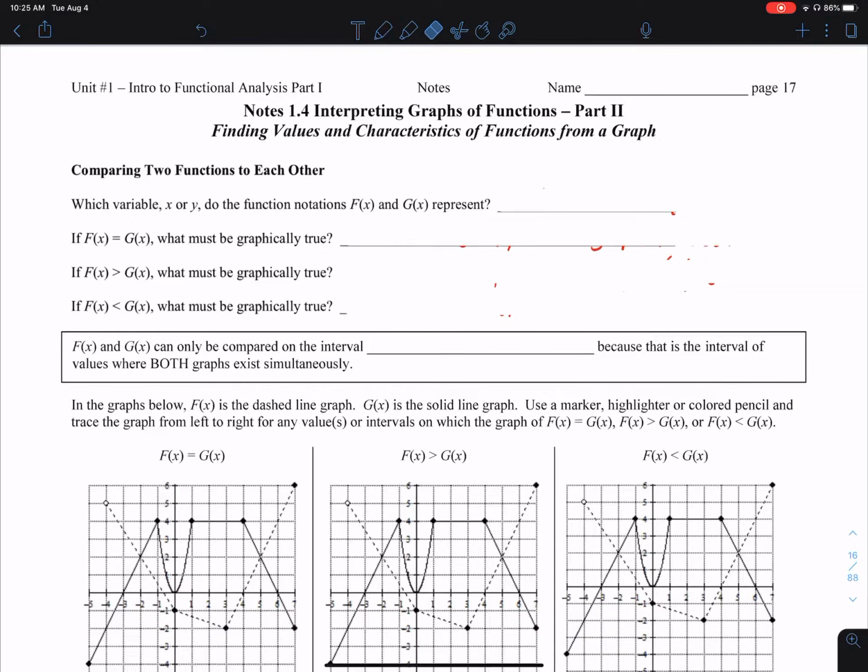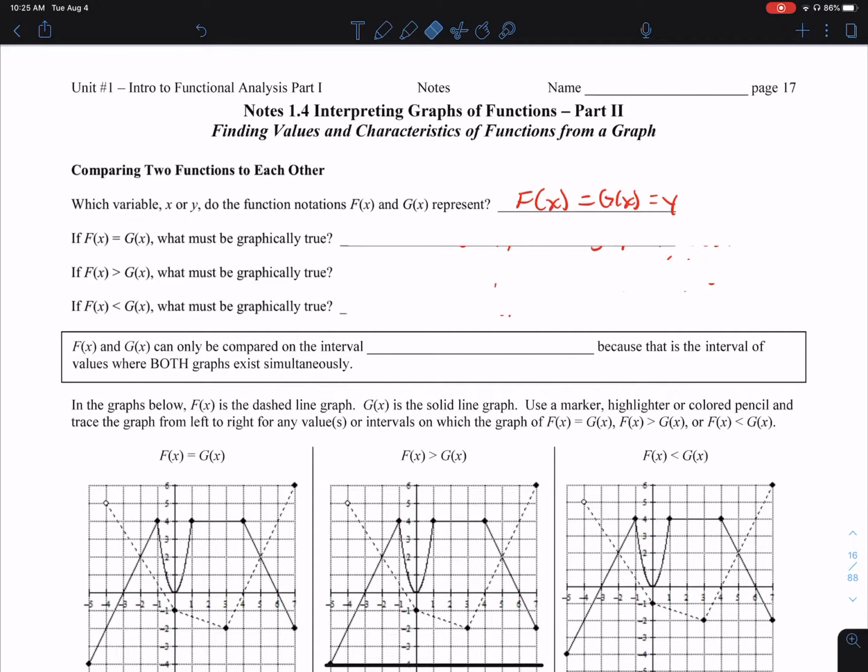PreAP PreCalculus Notes, Section 1.4, Interpreting Graphs of Functions, Part 2. Comparing two functions to each other. Which variable, x or y, do the function notations f and g represent? Well, they represent y. Both of them represent y.